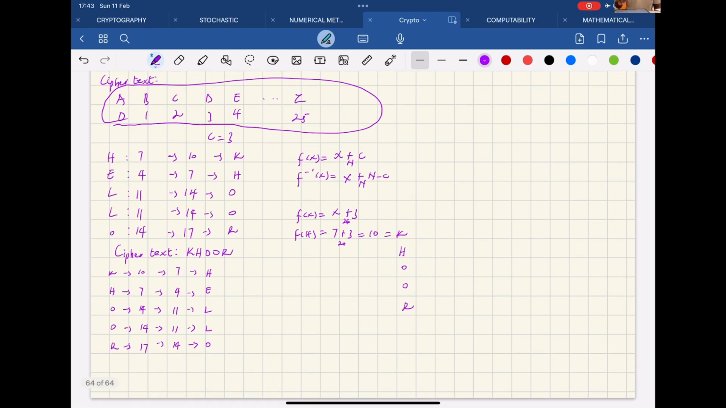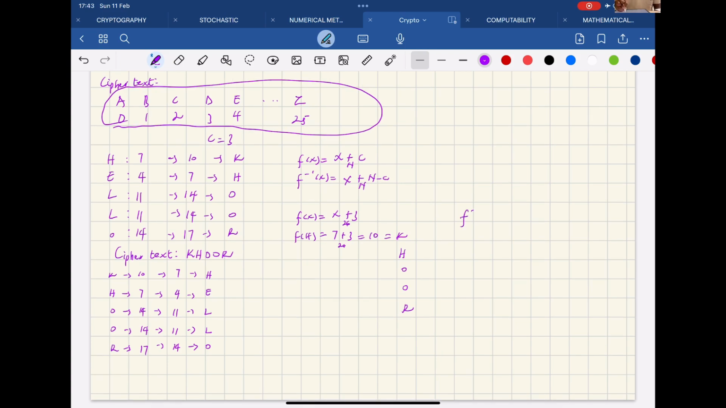Now, if the receiver wants to decrypt, f inverse of x is x plus n minus c, in mod n. So now f inverse will be x plus, n is 26, so 26 minus our c, which is 3, that is 23, in mod 26, and the person will now get back the HELLO. So now this is what we call the Caesar cipher.